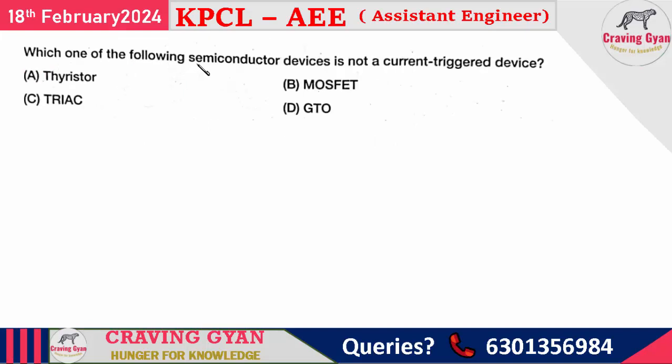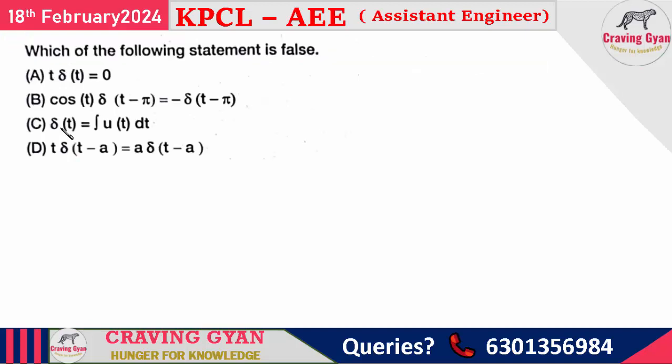18th question, which one of the following semiconductor devices is not a current trigger device, they have asked. Now, thyristor is a current trigger device. Gate pulses we are going to give. In the case of TRIAC, we can pass the current or withdraw the current. In the case of GTO, the same mechanism. But in the case of MOSFET, it is a voltage control device. No current will be flowing through the gate terminal. Nothing but triggering, we are not going to make use of the current. Very, very important. Option B is going to follow. A little bit of basics, if you know that, is more than enough to solve all the questions I solved till now.